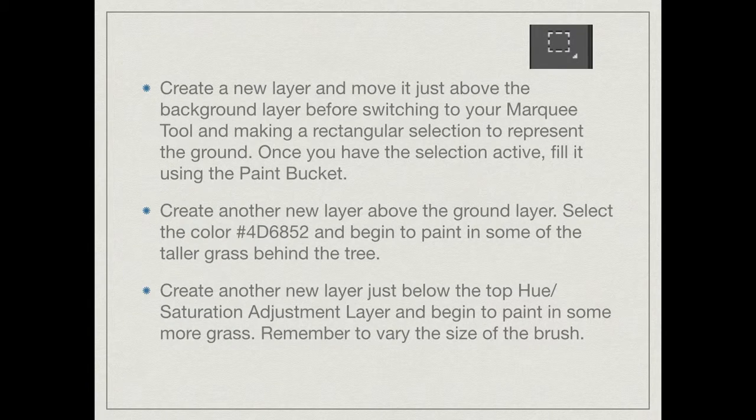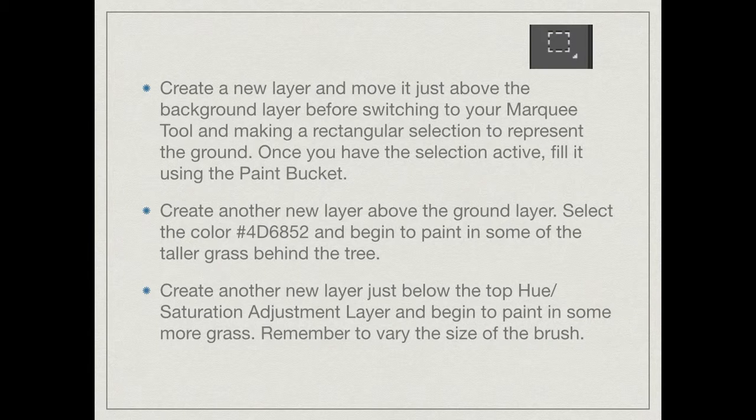Then you will create a new layer and move it just above the background layer before switching to your Marquee Tool, which is in the top right hand corner. And you'll make a rectangular selection to represent the ground behind the model. And once you have the selection active, you fill it with the paint bucket, and you'll create a new layer above the ground layer. You select that color and begin to paint in some of the taller grass behind the tree. You'll want to get the grass brush.